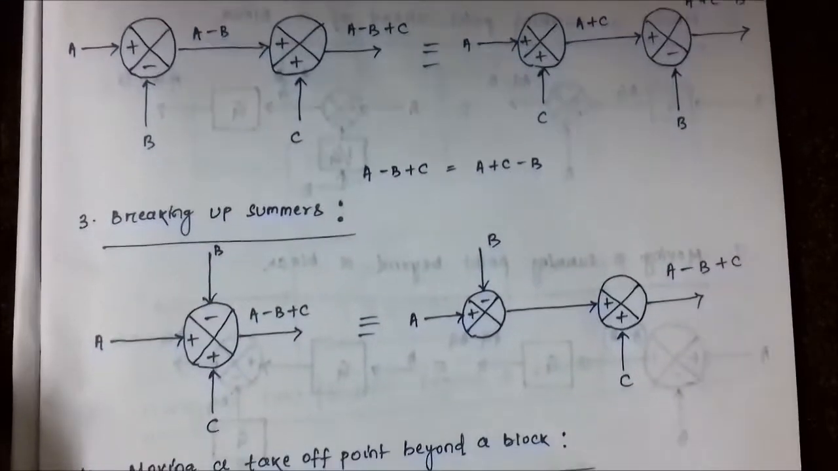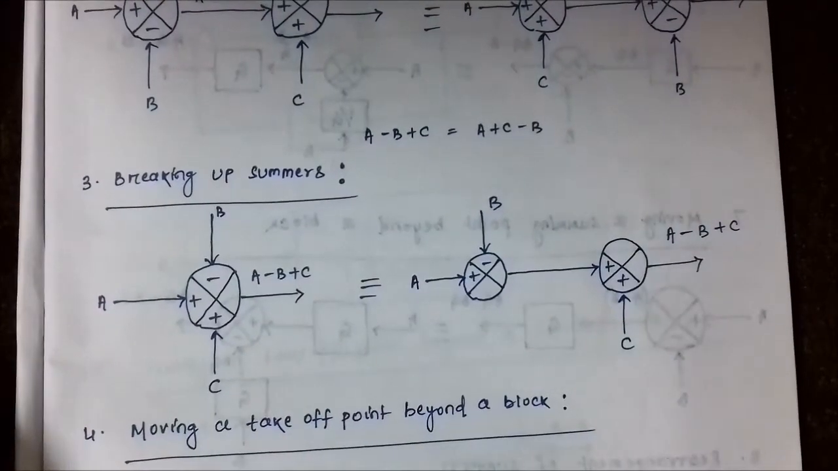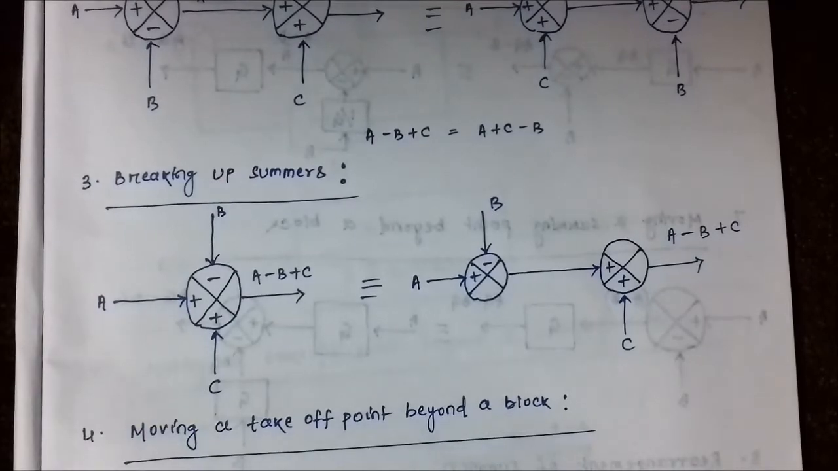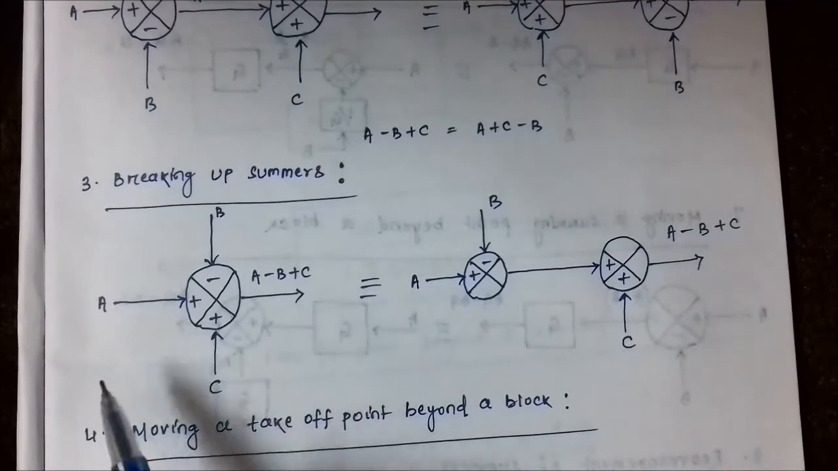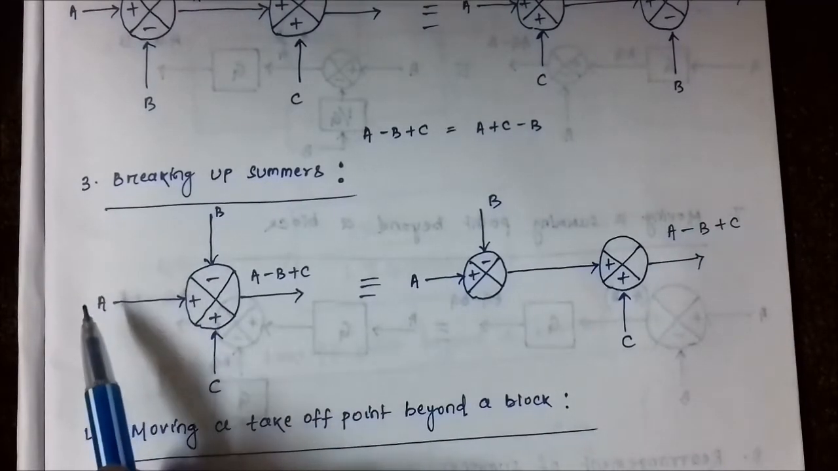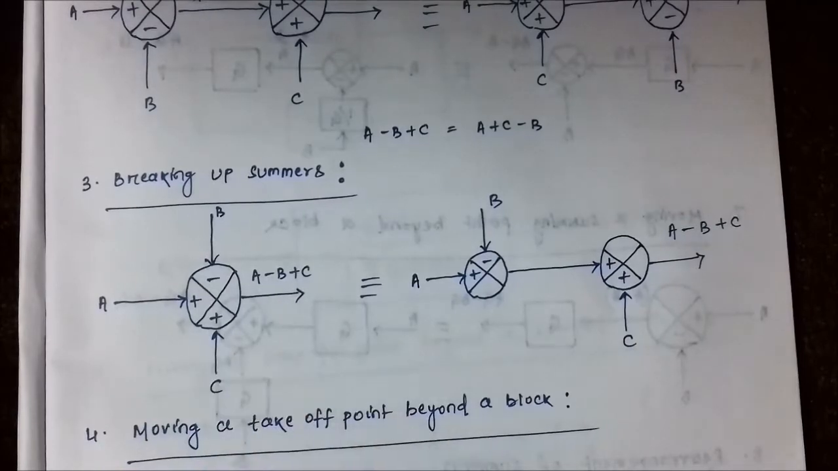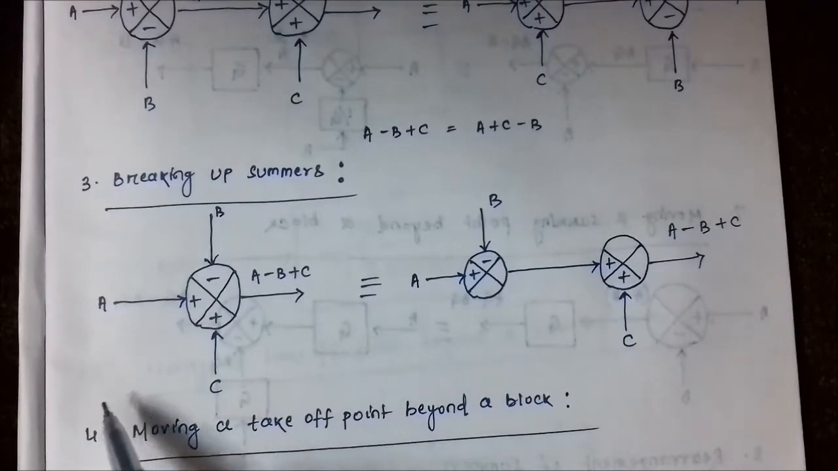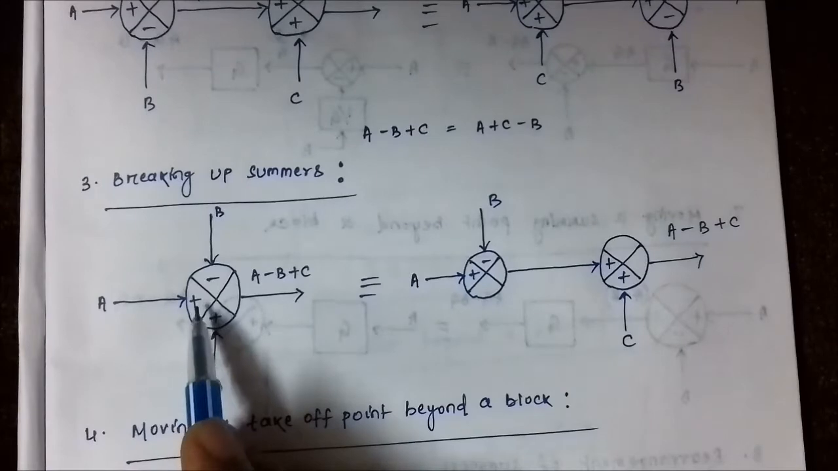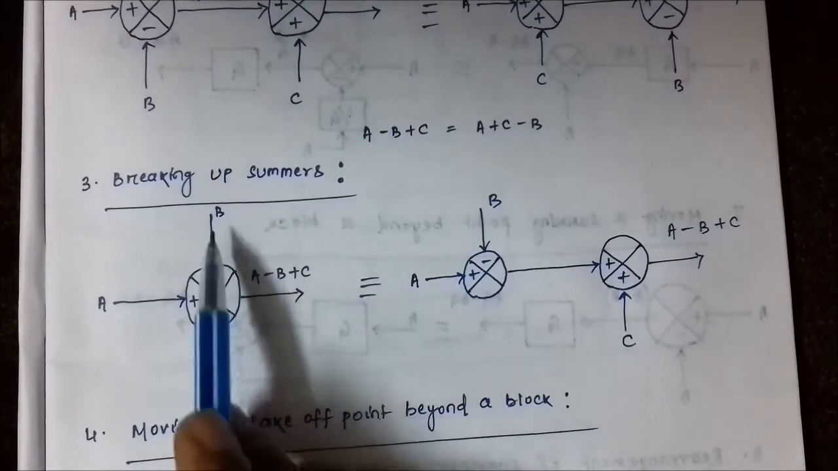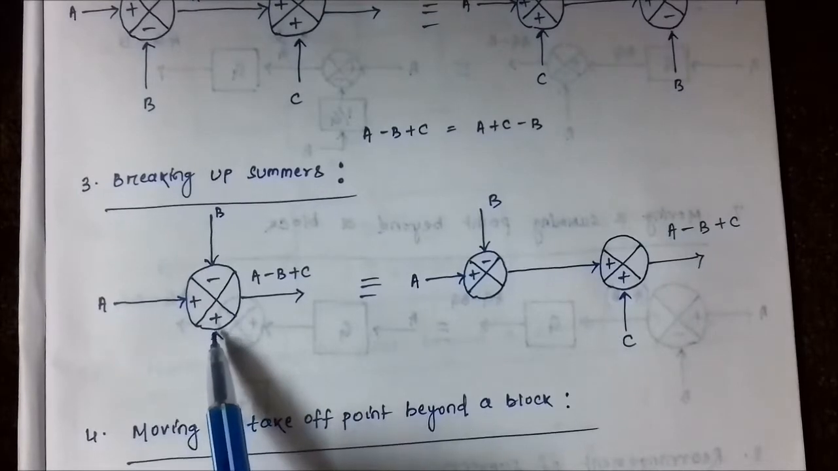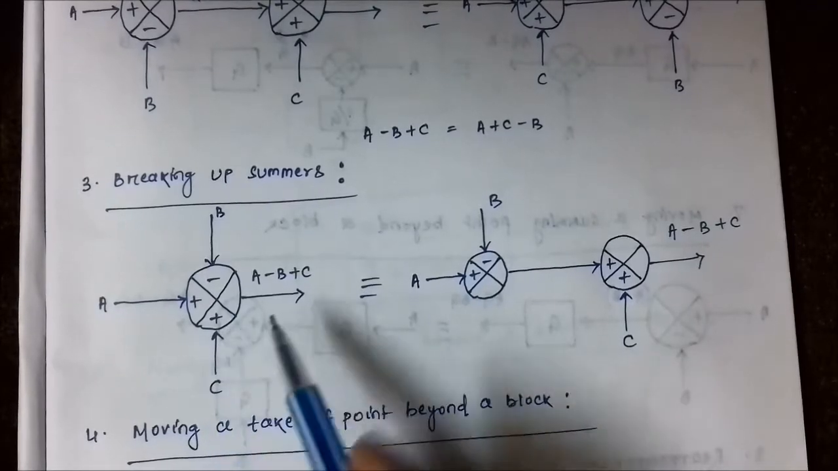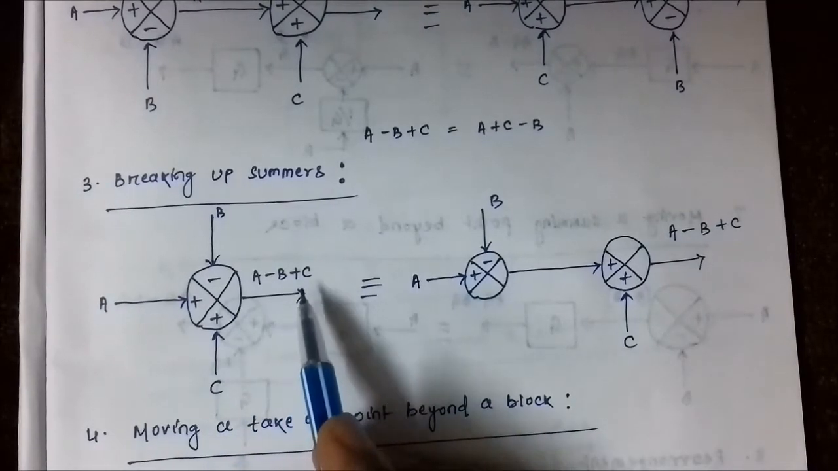Next is breaking up a summing point. Means a summing point which has three input values. Here there are a positive, positive and negative summer. Here there are three inputs a, b and c. The output of this summer is a as it has gone to the positive terminal, minus b as b is applied to the negative terminal, and plus c as it is applied to the positive terminal. So it is a minus b plus c.